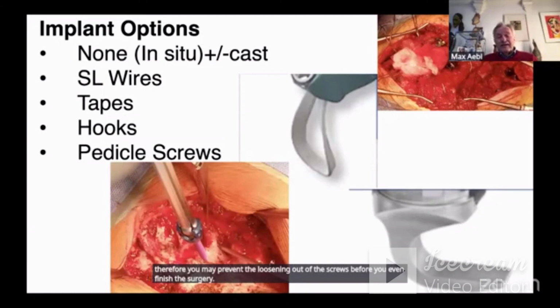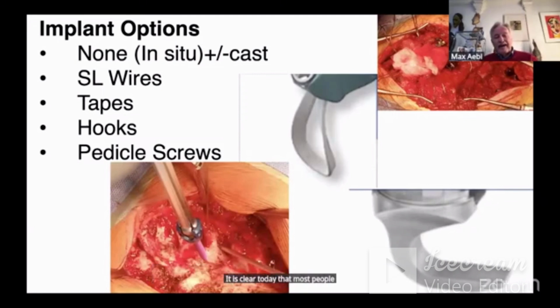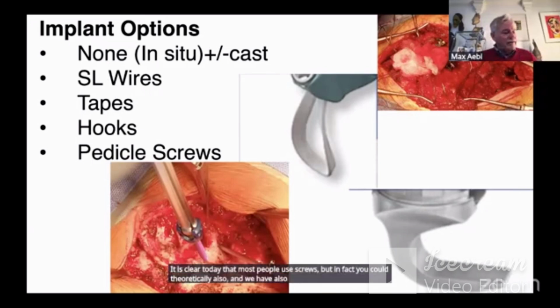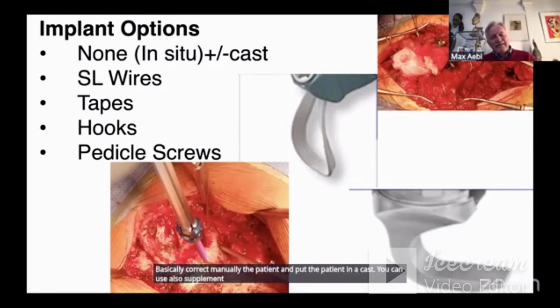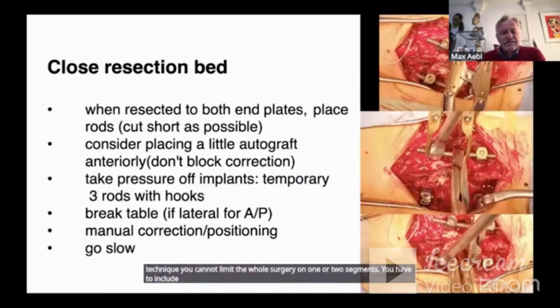It is clear today that most people use screws, but in fact, you could theoretically also, and we have also done that in situations where there were no implants available. You can do the whole resection, and then you can basically correct the patient manually and put the patient in a cast. You can also use sublaminar wirings or tapes and hooks, but usually with this technique, you cannot limit the whole surgery to one or two segments. You have to include more segments than just one or two.